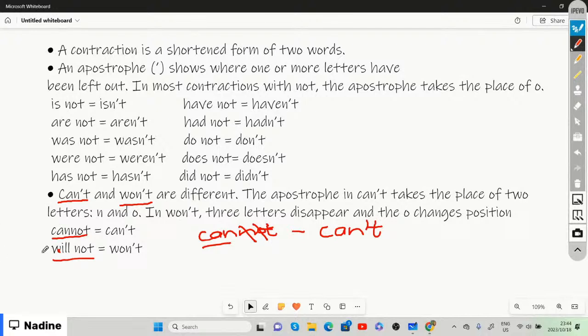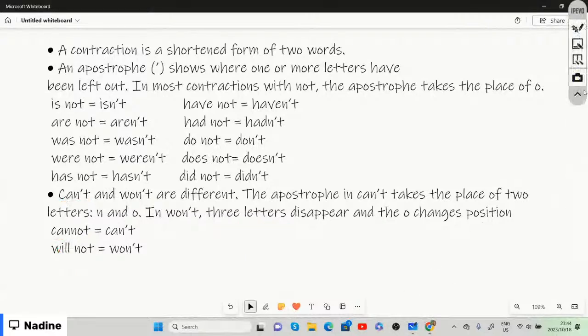And then we have will not. And as you can see, how will not actually changes, right? It changes to won't, right? It changes to won't. It's like basically the positioning of those letters changes.